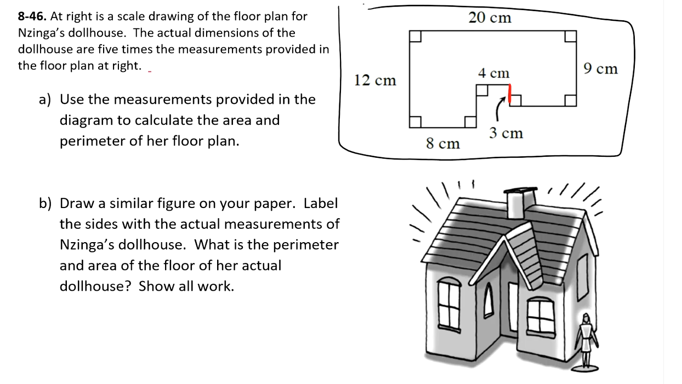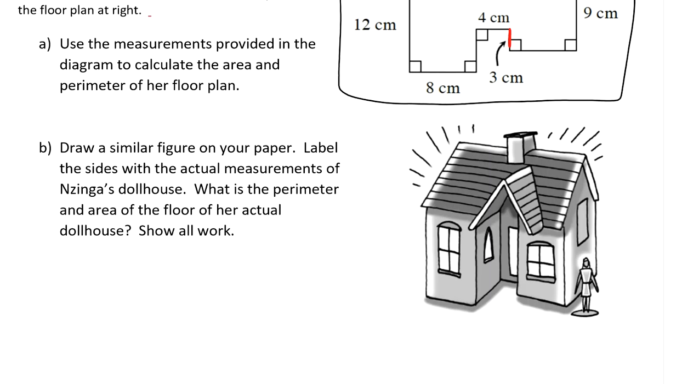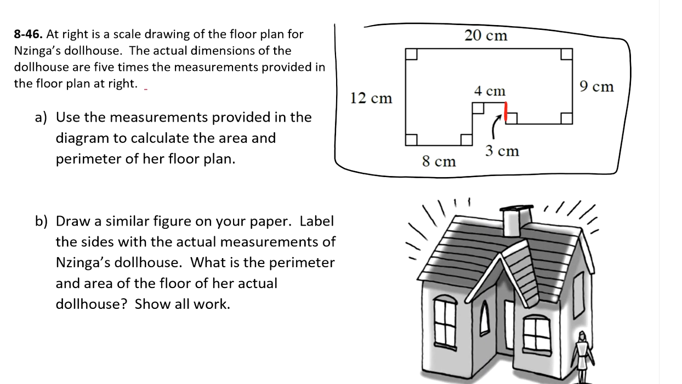And then down below here, you're supposed to sketch this again, but instead of including these particular dimensions, include the ones that are all 5 times these. So you're going to come up with a new sketch in which all the dimensions are 5 times what they are. That would represent the actual dollhouse's dimensions. So it says, what is the perimeter and area of the floor of her actual dollhouse, and show all of your work for that.